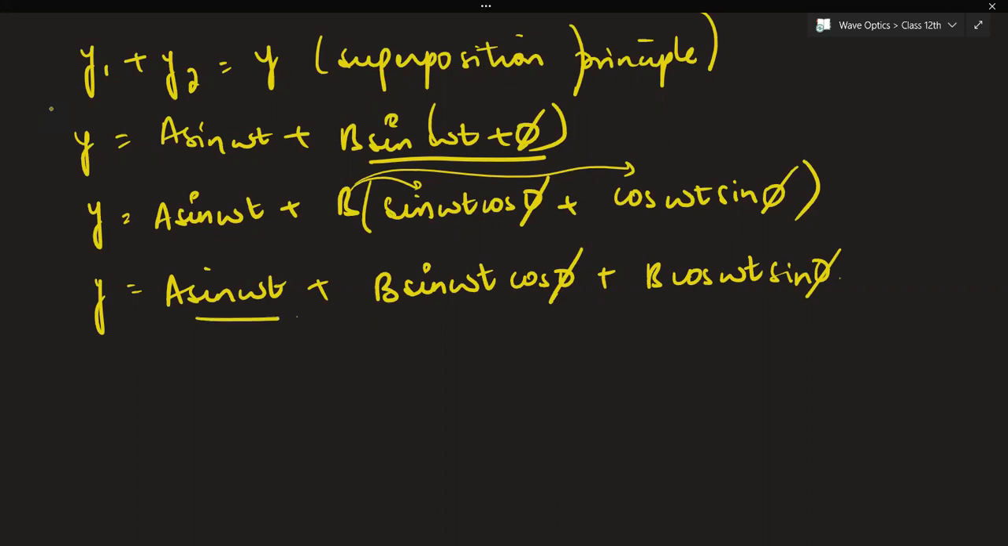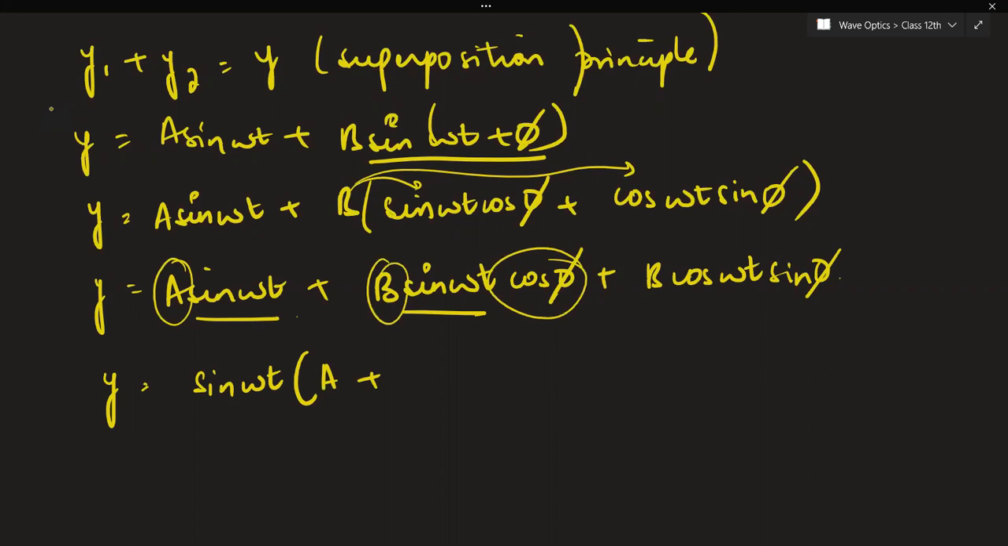Now from here, let's take sine omega t common. If you take sine omega t common, you will be left with a from here, and from here you are left with b as well as cos phi. So that makes it b cos phi, not theta. And from here, we are left with b sine phi cos omega t.